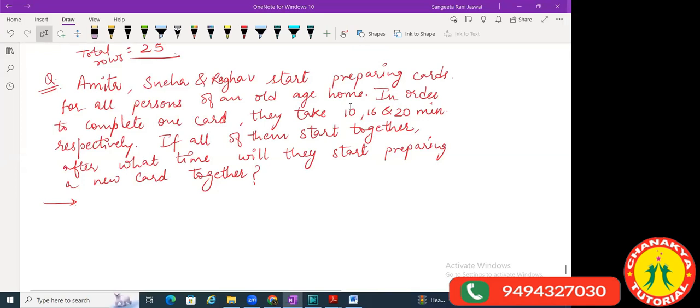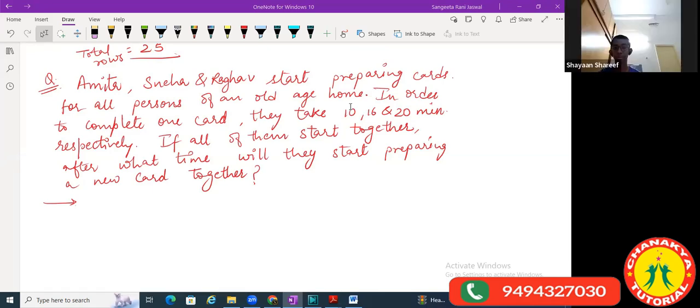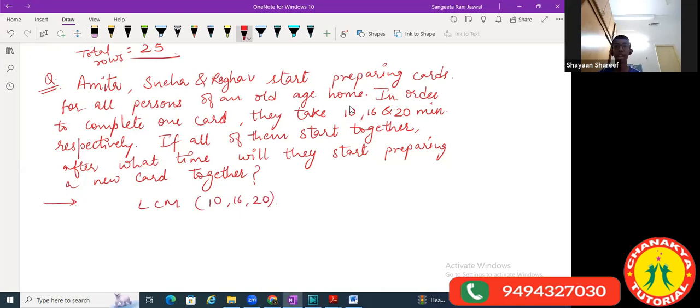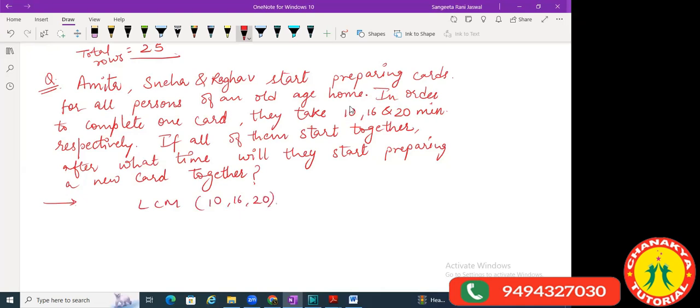What do you need to find here? LCM. Right, that's right. So to find the earliest time that they will start preparing a new card together, we need to find the LCM of this. LCM is 80. Okay, so that's minutes. That means they will start preparing a new card together after 80 minutes.